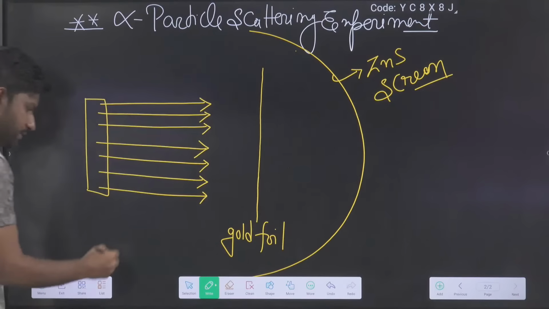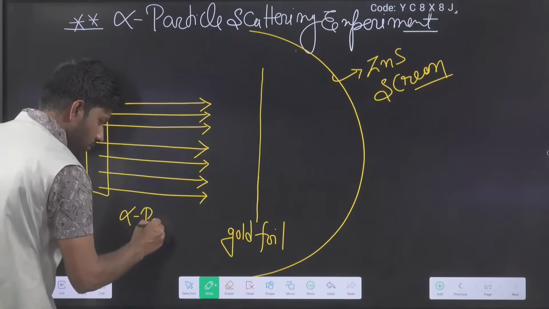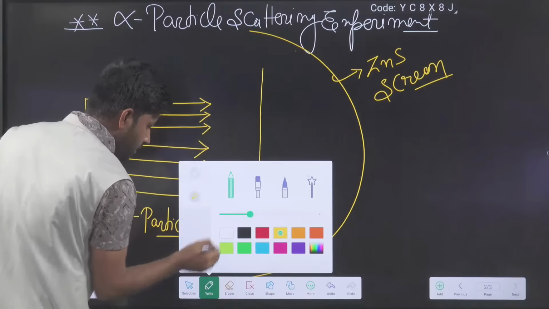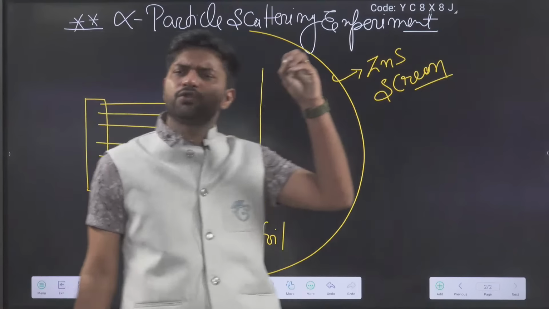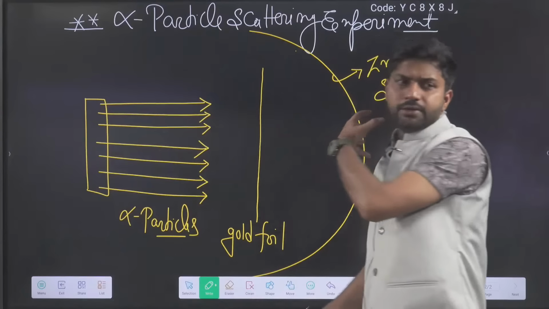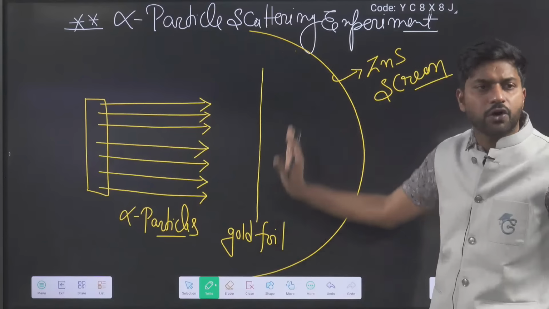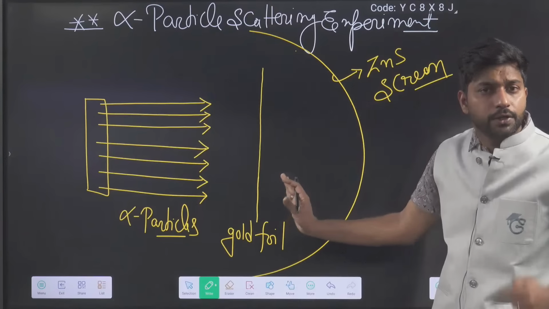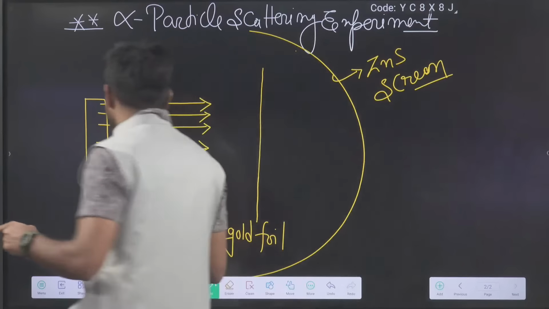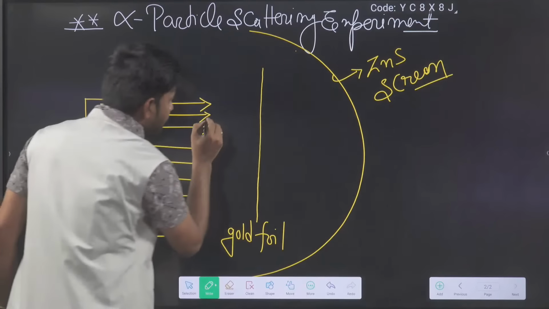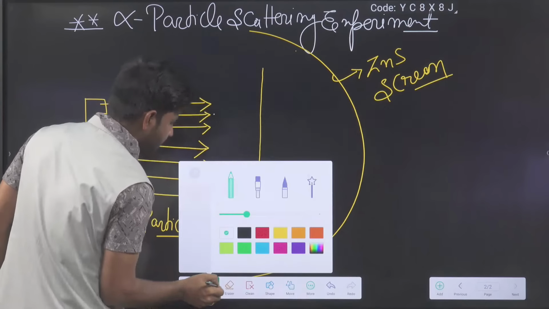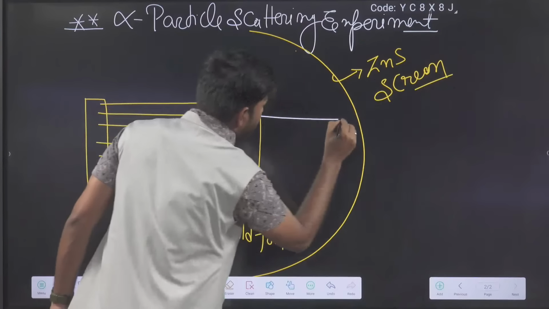They are alpha particles. About 10,000 or more than 10,000 alpha particles he has just scattered on the surface of gold foil continuously. And what has he observed? Maximum alpha particle.